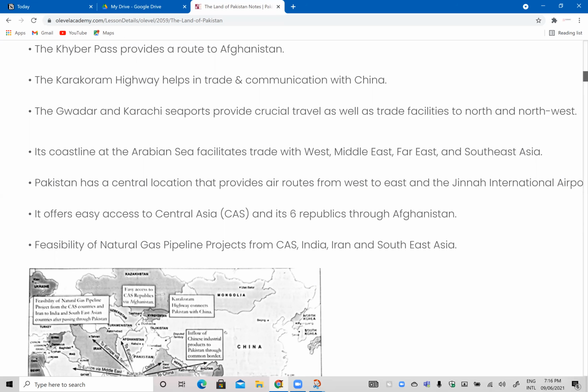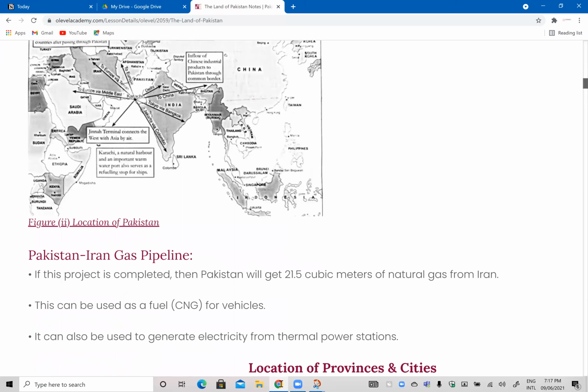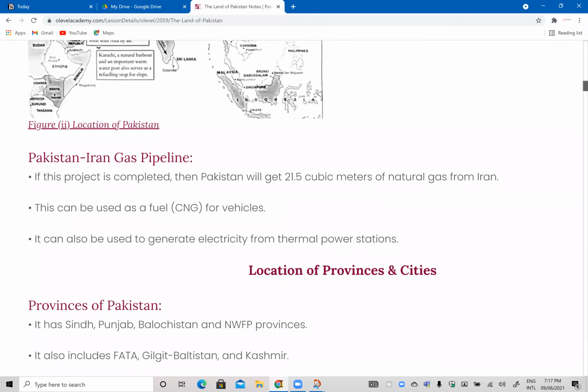Because Iran supplies gas to other countries through Pakistan, using the land route of Pakistan, Pakistan gets taxes from Iran because this is a form of transit trade. So transit trade is again very important for a country. You provide the roads to another country, you get taxes in return. Okay.